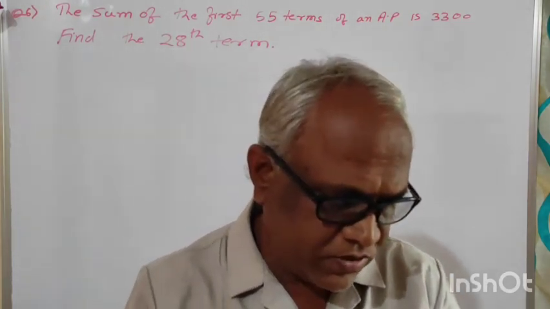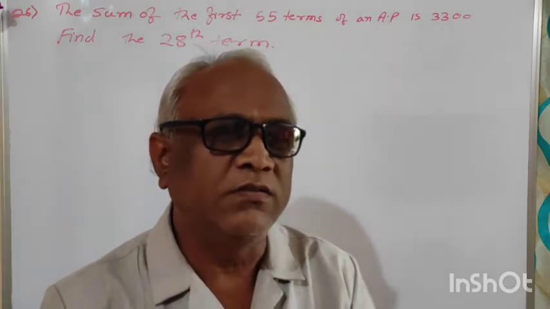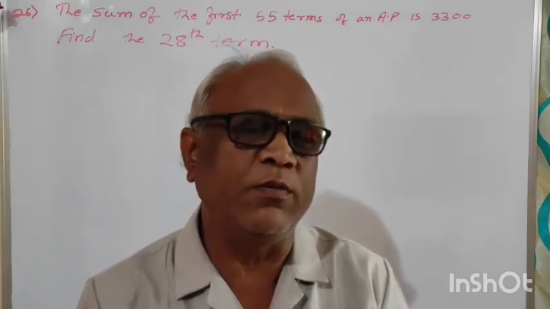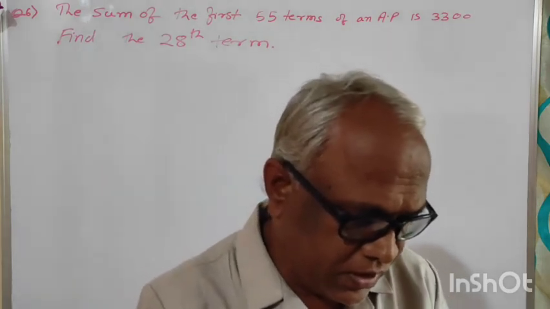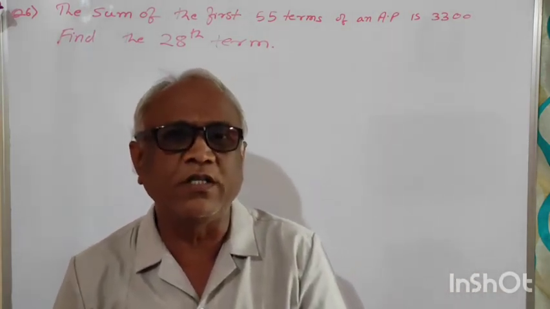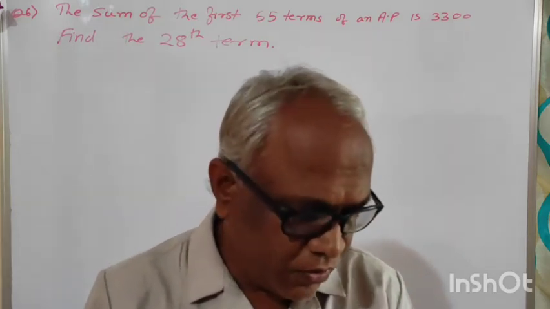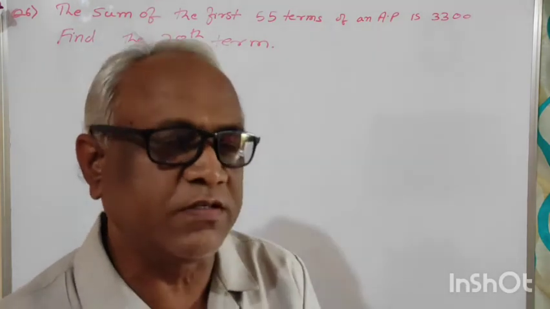Last time we have seen the standard 10th Maths 1, chapter number 3, arithmetic progression. We have seen from that chapter practice set 3.3, question number 1 to 5. Now we are going to see question number 6.